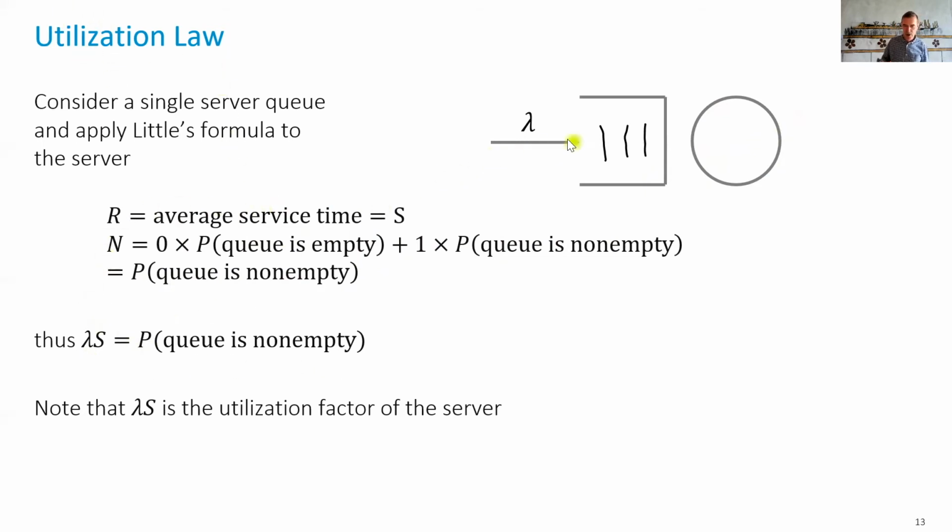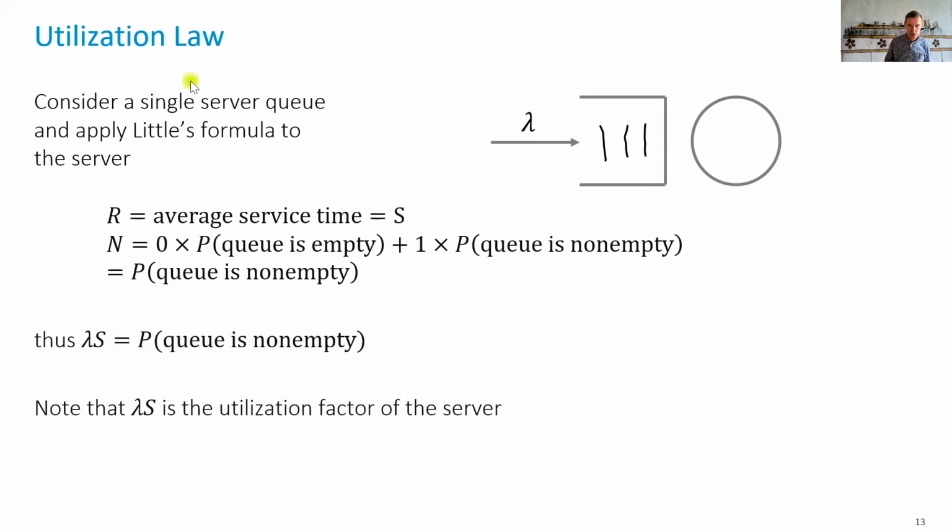Lambda, the arrival rate, oh sorry, I should mention something. If the system is stationary, the arrival rate out of the buffer is also the arrival rate into the buffer. Otherwise, the queue will explode. So if the system is stationary, then the arrival rate into the server here is the arrival rate into the queue here. So we have this formula: arrival rate multiplied by service time is equal to the probability that the queue is non-empty, which can also be interpreted as the fraction of time that the queue is non-empty.